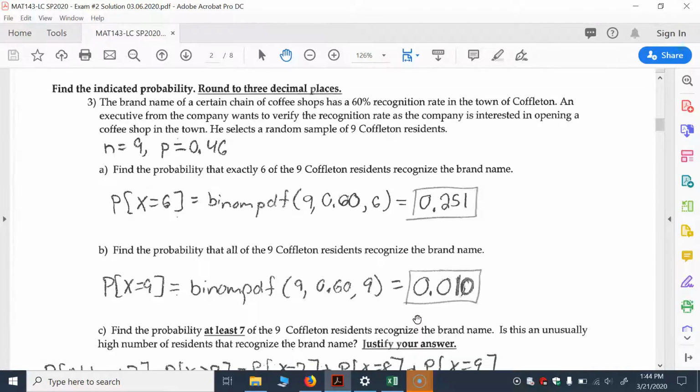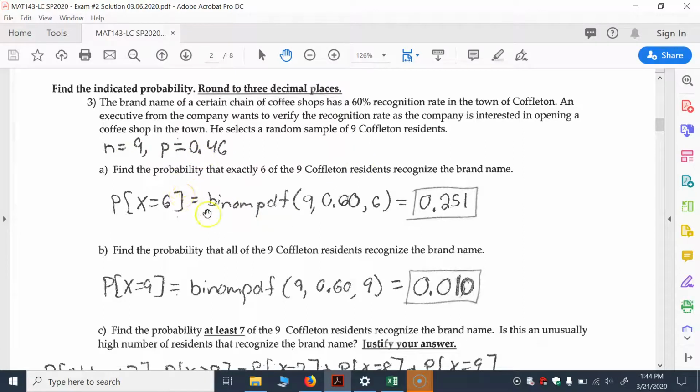Okay, moving on to problem 3. Again, this is Form A. Again, another binomial distribution problem. So here, the recognition rate of a certain coffee shop chain is 60%, and we randomly select 9 Kauffelton residents. All right, N is 9, P is 0.60 here. Sorry, that's a little typo.